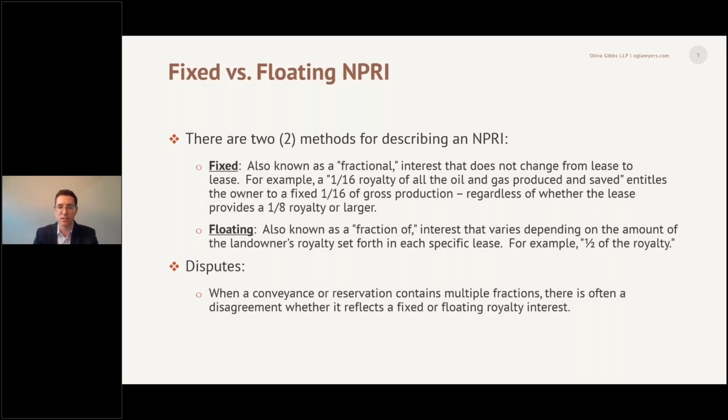Anytime we see a conveyance or reservation that has multiple fractions, more often than not, there's going to be some sort of disagreement as to whether it reflects a fixed or floating royalty interest. And these double and restated fraction cases typically involve fractions of 1/8 because historically that was the landowner's royalty that was very ubiquitous in almost all the oil and gas leases from that time period.